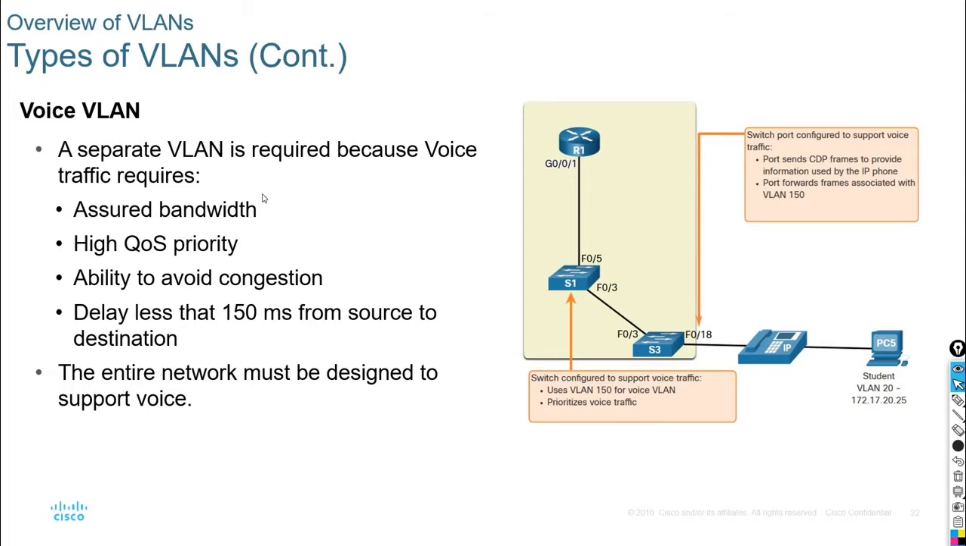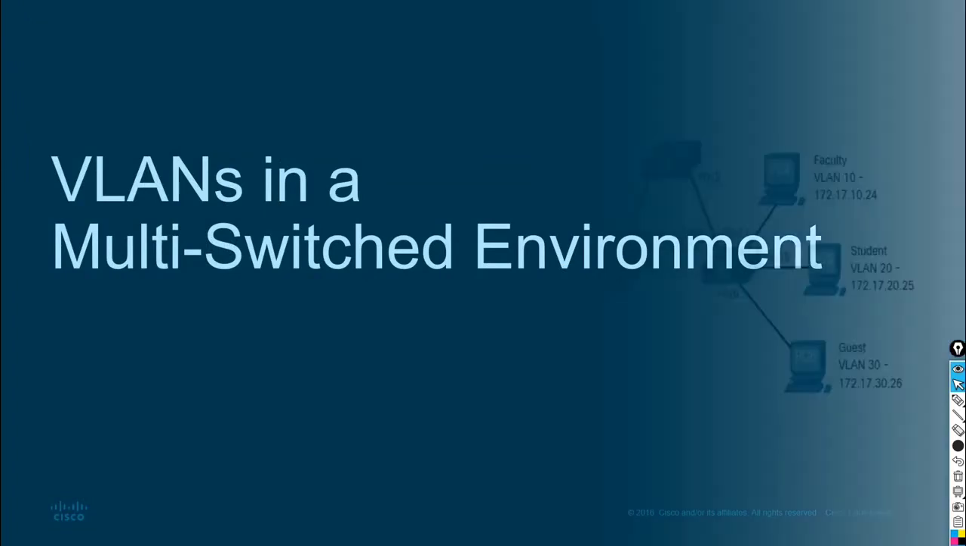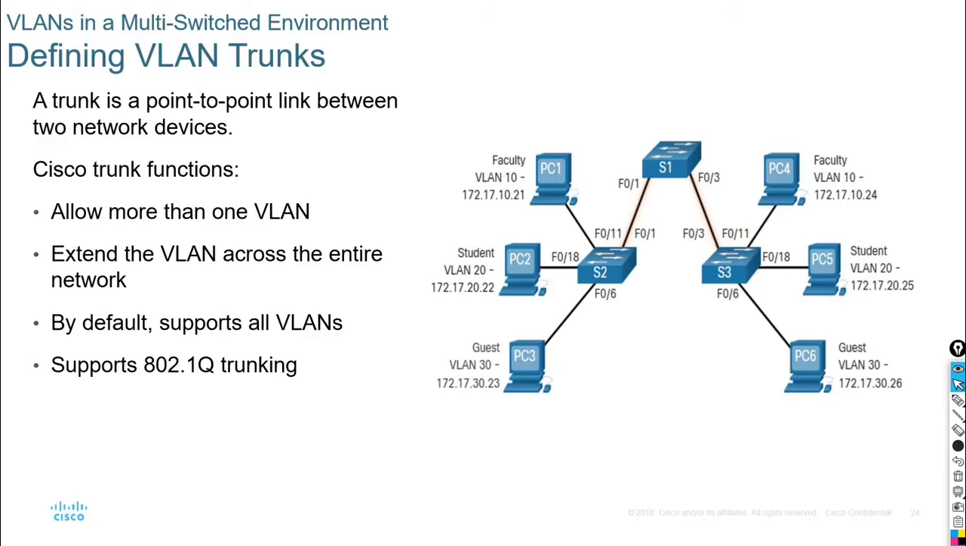So for verification, VLANs in a multi-switch environment. Defining VLAN trunks. A trunk is a point-to-point link between two network devices. Cisco trunk functions allow more than one VLAN and extend the VLANs across the entire network.